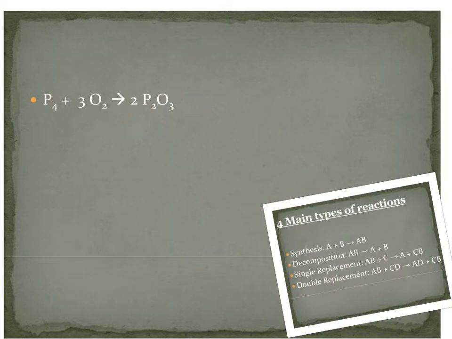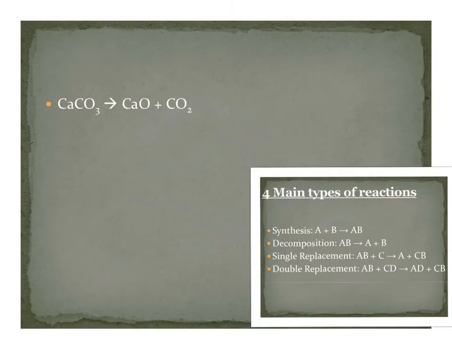So let's look at an example. In this chemical equation, we have an element and a second element forming to join a bigger compound. That is an example of synthesis. In this example, we have a compound breaking up to form two smaller compounds. So this is an example of decomposition.